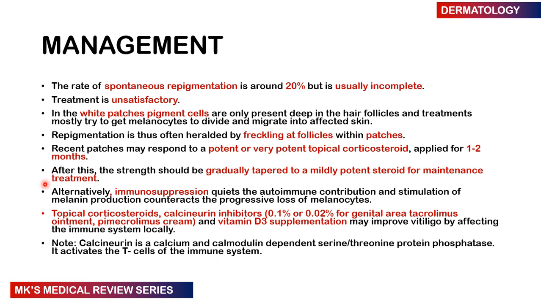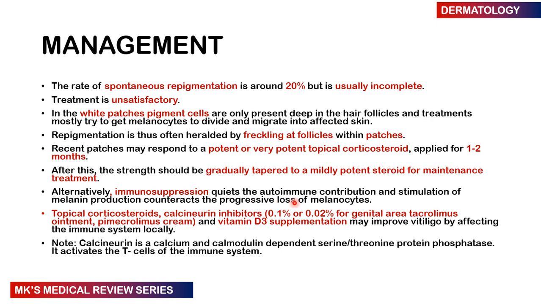Then, of course, recent patches tend to respond much better to the treatment than the older patches, so you may sometimes use potent or even very potent topical corticosteroids, which can be applied for 1 to 2 months. Then after this, you can reduce the strength of the corticosteroids and gradually taper them off to a mild potent steroid for maintenance treatment. Alternatively, you can give them immunosuppression drugs to quiet down the immune system, especially if there's some autoimmune contribution and if the stimulation of melanocyte or melanin production counteracts the progressive loss of the melanocytes.